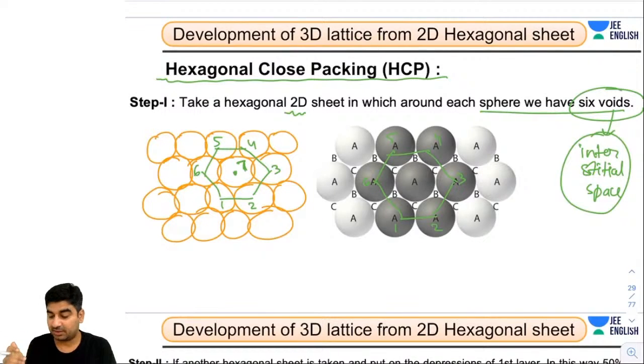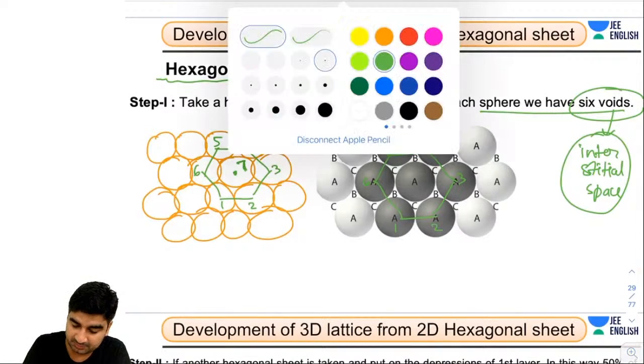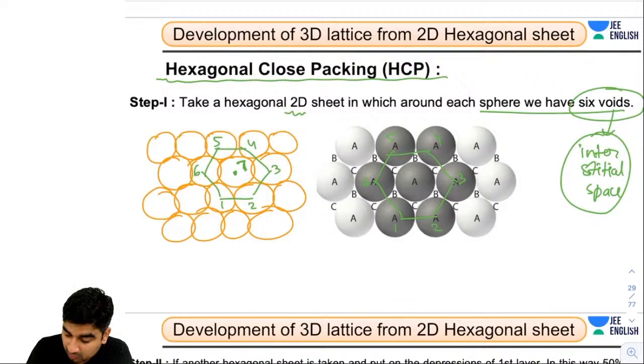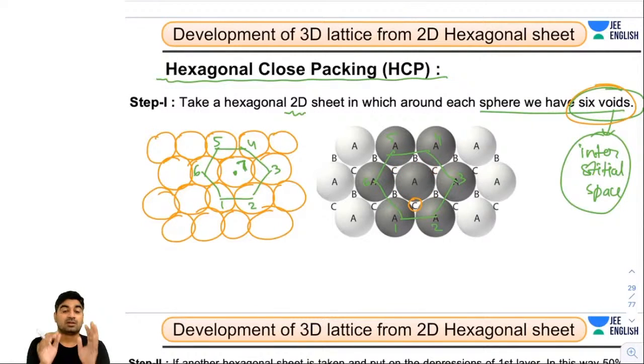So interstitial space, now you know about it. Around each sphere it says 6 voids. So this is one void. Okay, let me take the highlighter. 1, 2, 3, 4, 5, 6. I think you got the 6. Now if I'm taking one more layer of hexagonal sheet and placing that layer, guys, I'm going very slow because it is 3D. You have to visualize it.